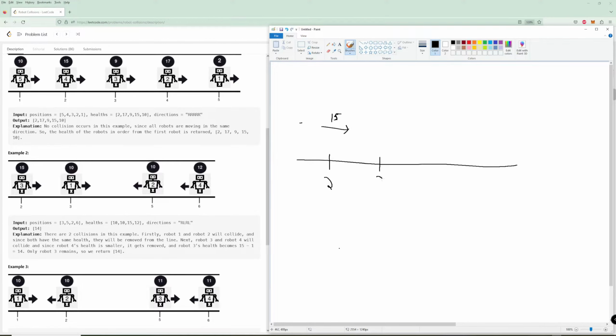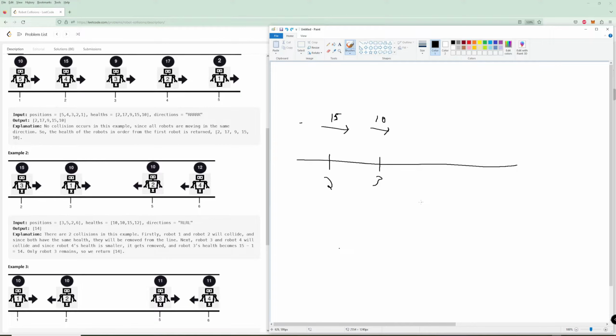Now we put this next robot down. Now it's going right. Now you have to realize that we're going to keep checking the two robots at the end of the stack for a collision, because the only way there's a collision is if it's the last two robots on the stack. We're going to maintain the stack so that every single robot is either going the same way or they're going different ways, but there's no collision.